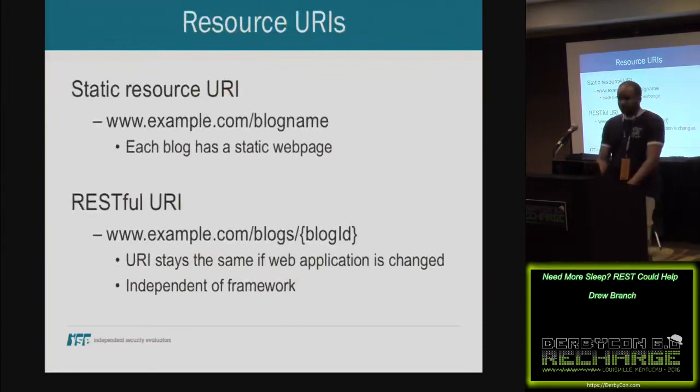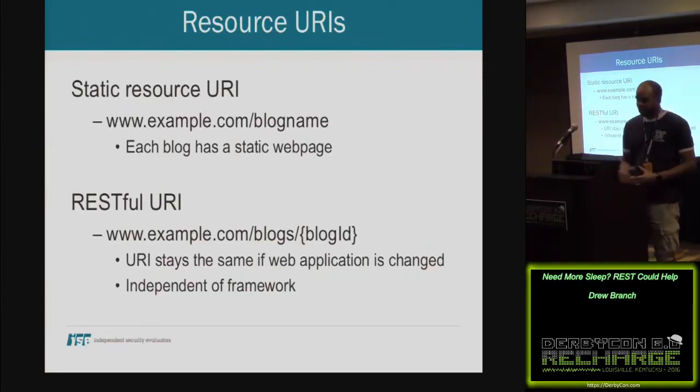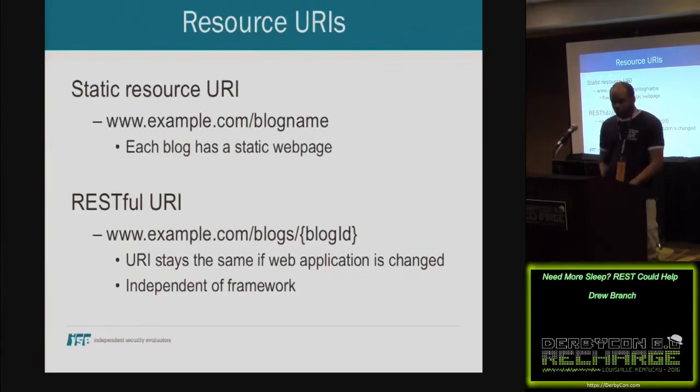So let's touch on resource URIs. There are two types. There's a static and there's also a RESTful. So here I am using a blog service, example.com/blog name is the blog resource. Each blog has a static web page. When you go to this URL, the web page will be delivered. Now, a RESTful URI is a bit different. We have the same resource at the same URL, example.com/blogs, which contains all the blogs that are hosted by that service. And then to access the blog, you will use the blog ID, which is just an ID generated whenever a resource is created.